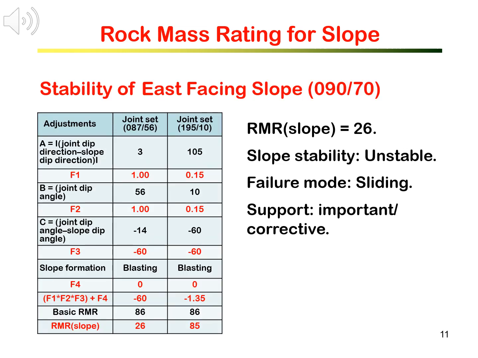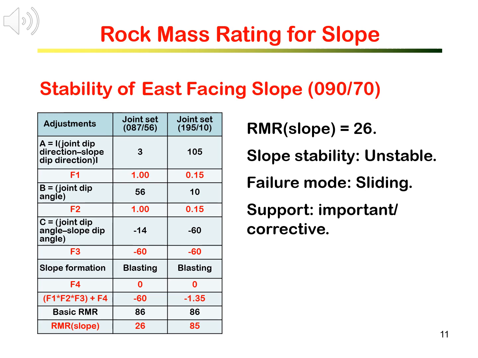Let us start with the left side east-facing slope. Being east-facing, the dip direction is 090. The dip angle of the slope is 70. We can compute the adjustment using the table on slide 7 against both joint sets on column 2 and column 3. The results are shown here.